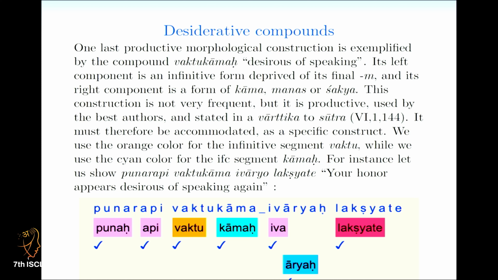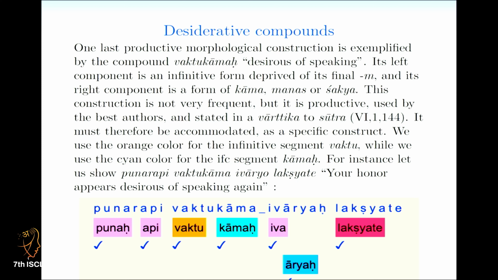This is kind of rare. The usual ones are in kama. So this construction is not very frequent, but it is productive. It's used by the best authors. It's stated as a vartika to this sutra. So it must therefore be accommodated as a specific construct. So we use the orange color for the infinitive segment vaktu, while we use the cyan color for the IFC segment kama. So by analogy with the previous compounds.